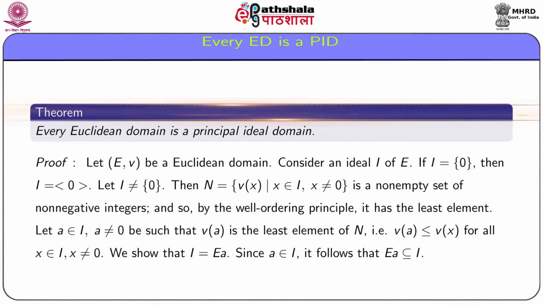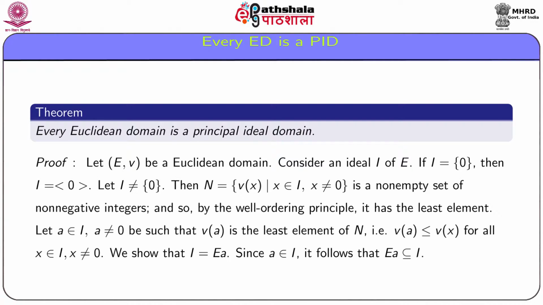So, consider a set N of all valuations of x where x is a non-zero element of I. Since I have taken I to be a non-zero ideal, there must be a non-zero element in I. So, N becomes a non-empty subset of the set of all non-negative integers, and hence by the well ordering principle it has the least element. Assume that A is a non-zero element in I having the least valuation V(A), that is V(A) is less than or equal to V(x) for all non-zero x in I.